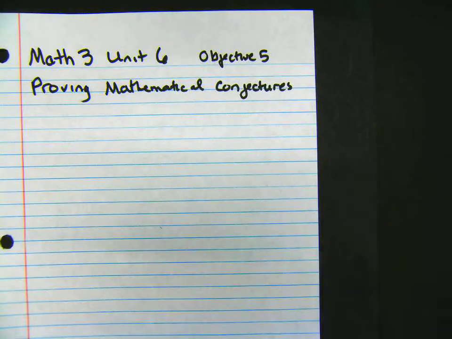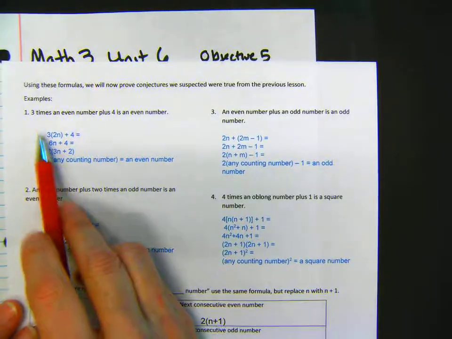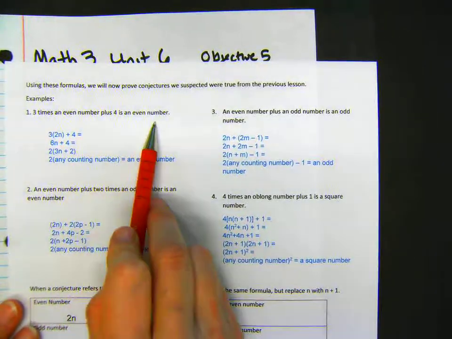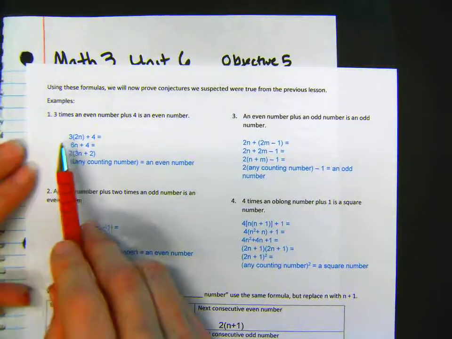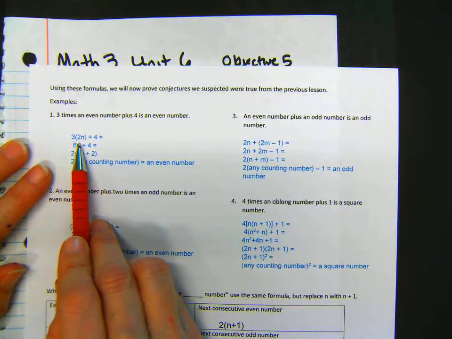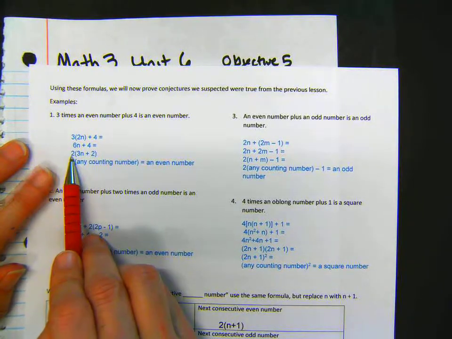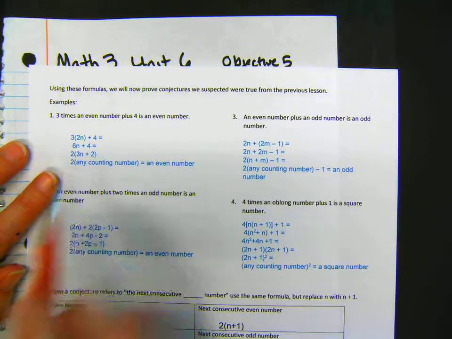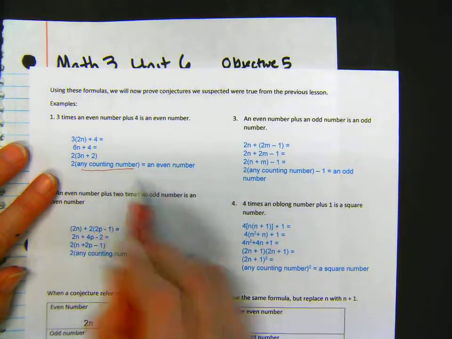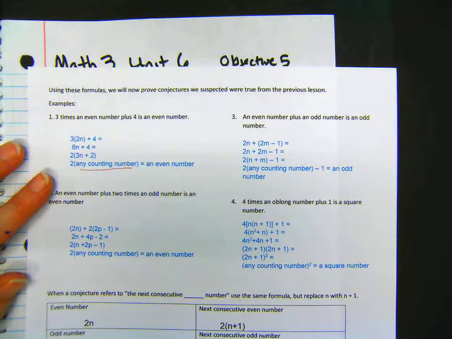The problems that were in that assignment were problems like these. 3 times an even number plus 4 is an even number. And so we take 3 times 2n, which is a sample even number, and add 4, and we then work that out. And because we can factor out the 2, so we have 2 times something, it could be anything, then we know that that's going to be an even number. Well, that's kind of complex. We're probably going to want to skip that this time.